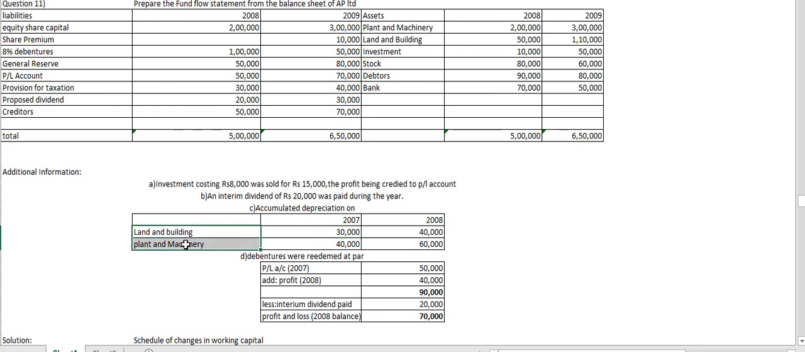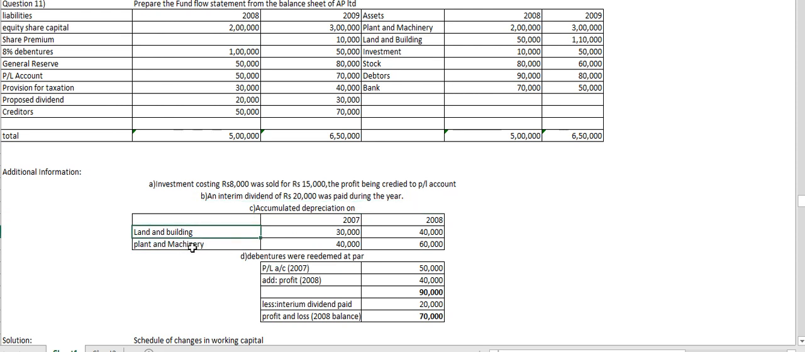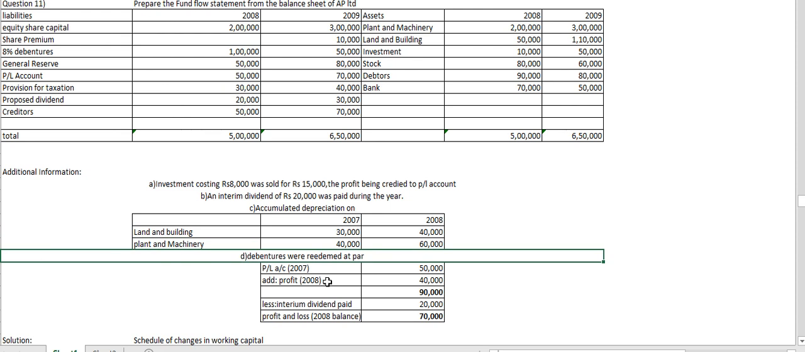So since they have given for land and building and plant and machinery, we will prepare an accumulated depreciation account both for land and building and plant and machinery account. Next adjustment, debentures were redeemed at par.